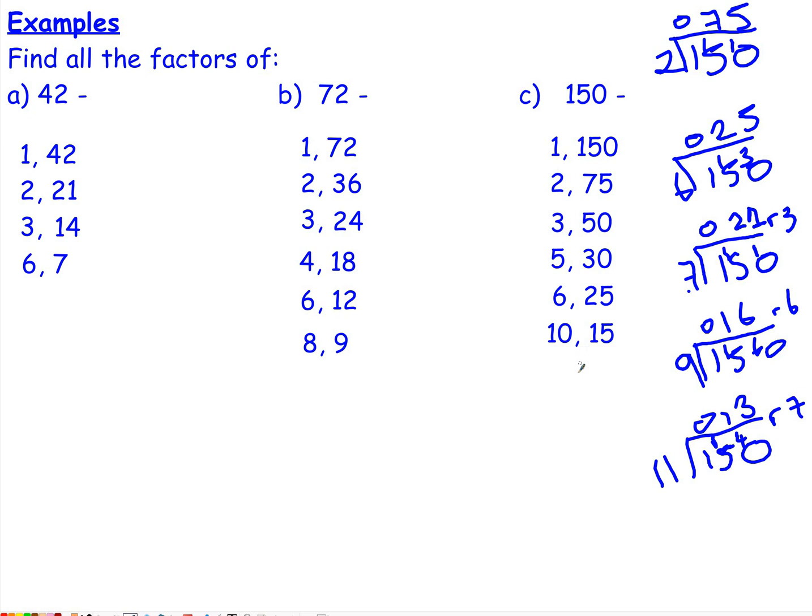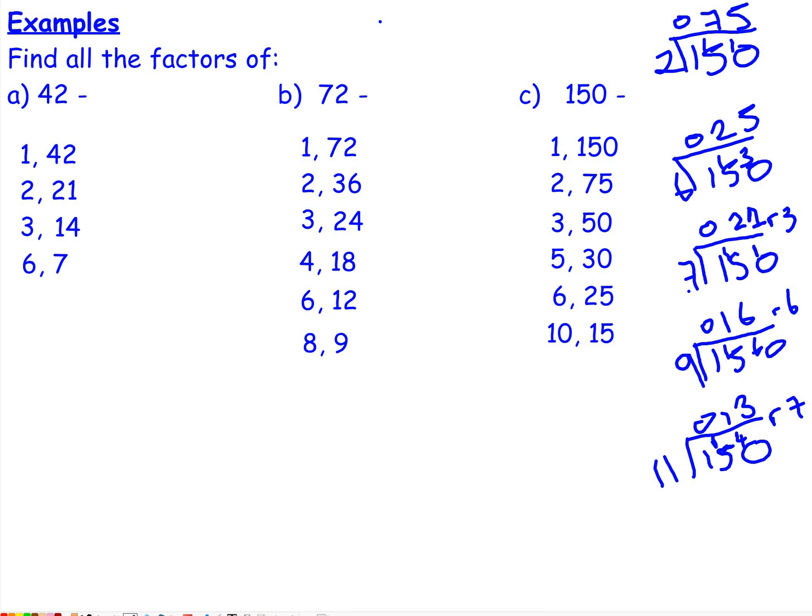13 doesn't go in, 14 doesn't go in, and then 15 we can see is already in our list, so we have found all of the factors of 150. There's 1, 2, 3, 4, 5, 6, 7, 8, 9, 10, 11, 12. By working them out in factor pairs, it makes sure that we haven't missed any off our list.